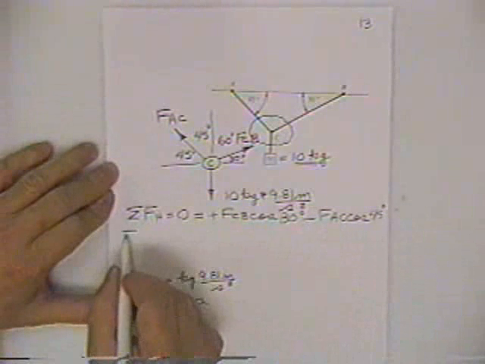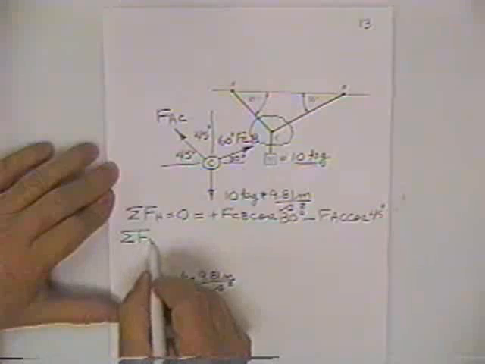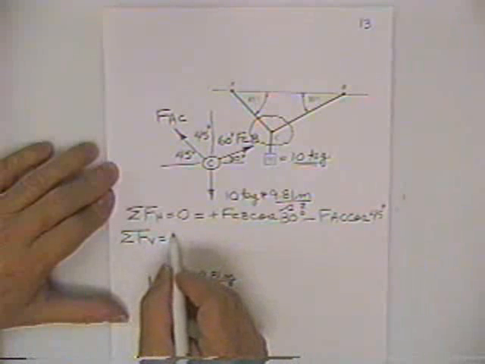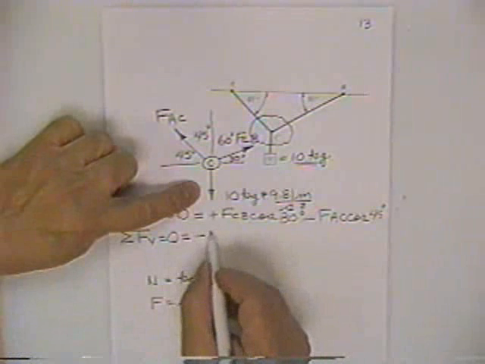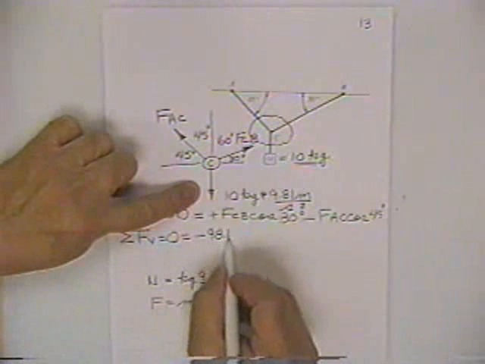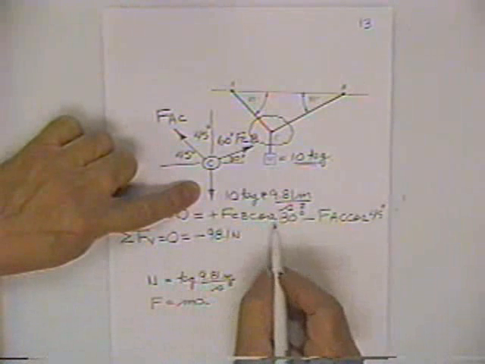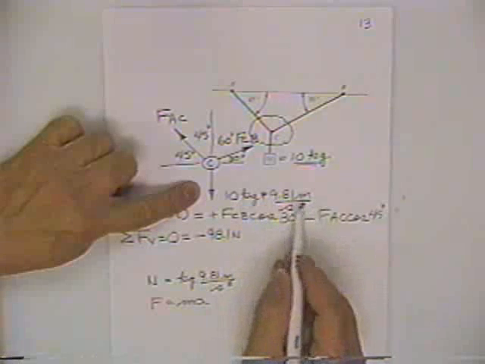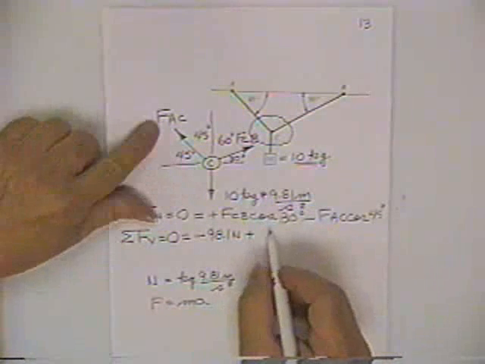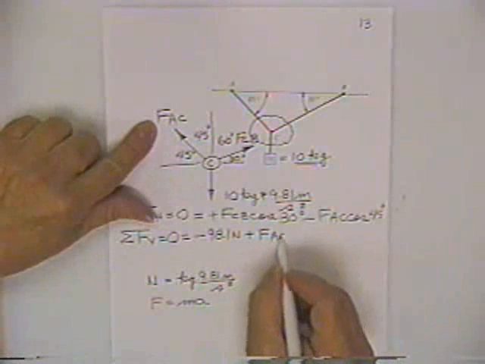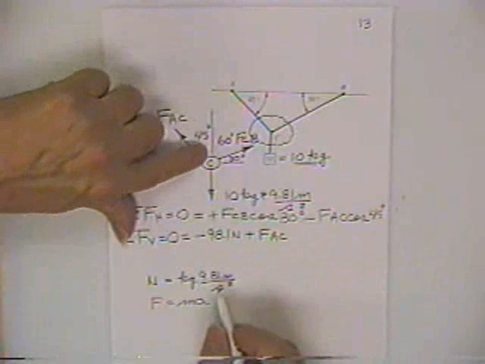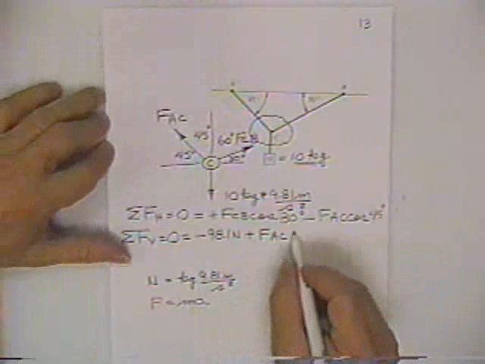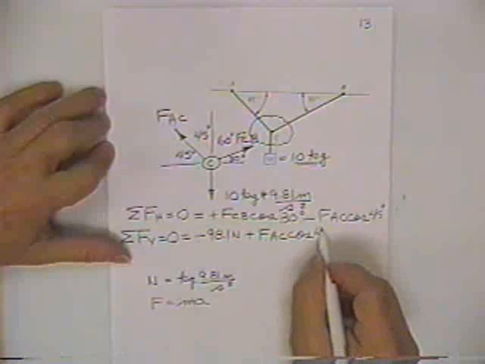to solve for it. The second equation says that the sum of all the forces up and down, if this is not a rocket, and it's not, is equal to 0. We subtract the 98.1 newtons, that's 10 times 9.81. We add FAC, but not all of FAC points up, just a piece of FAC points up. So we multiply it times the cosine of the included angle.